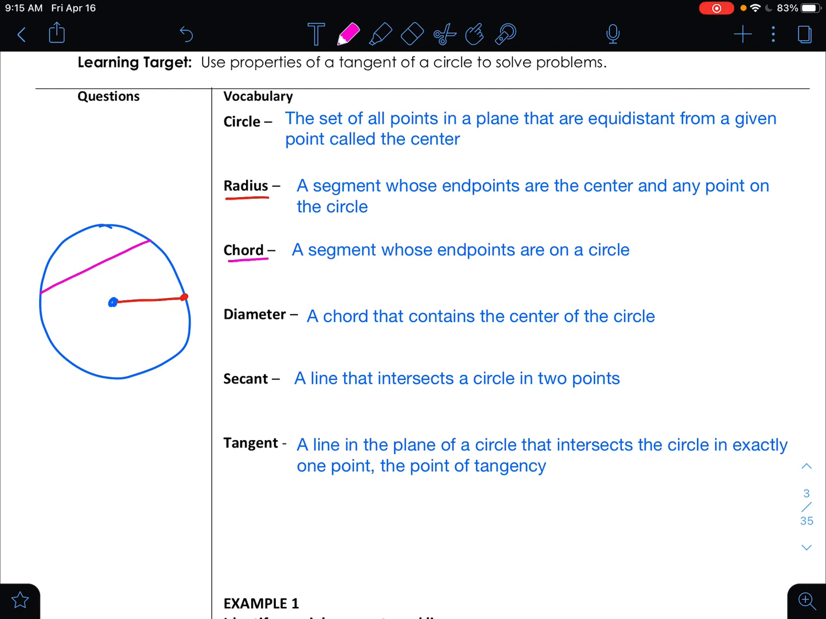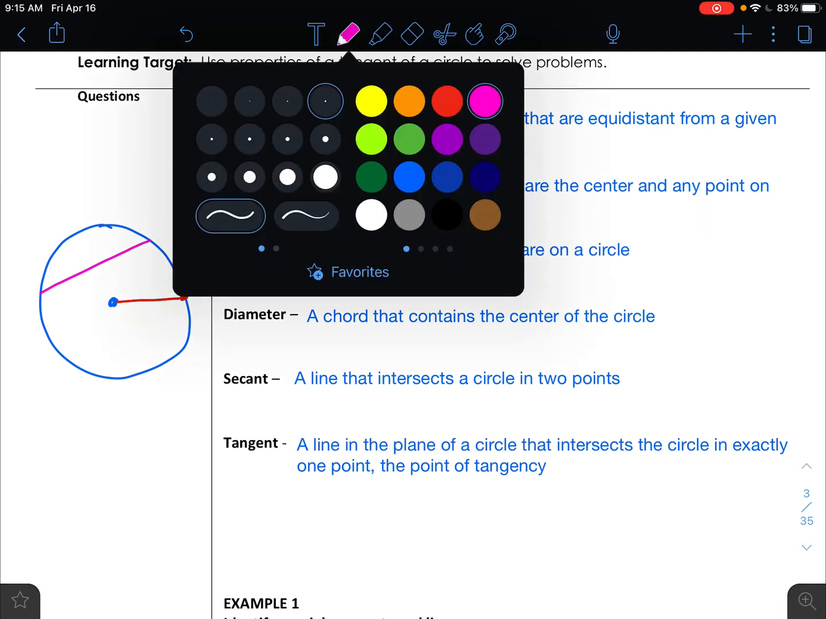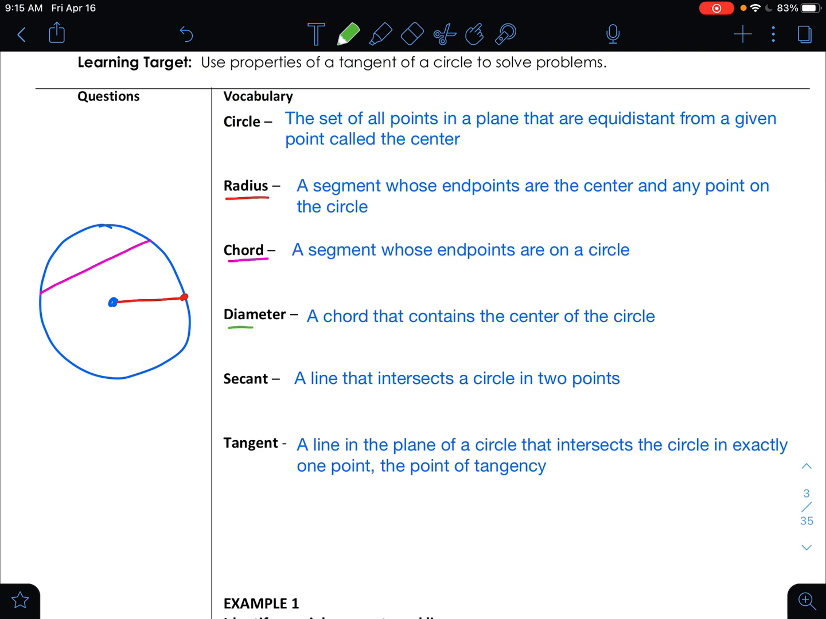Okay, the diameter, though, is a chord. It's a special chord, and it goes through the center. So I drew a diameter. It is a segment, which makes it a chord, and when it goes through the center, it's got a special name called a diameter.